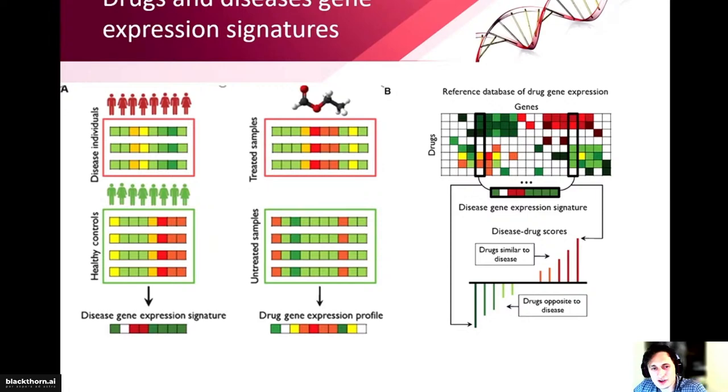And for different drugs, you can accumulate a number of signatures for different cell lines, for different cancer lines. And when you have a disease and you have this signature, you can try to find some drugs which will be able to treat this disease. It's a field which is now growing quite fast, and we are doing some research in this area too.